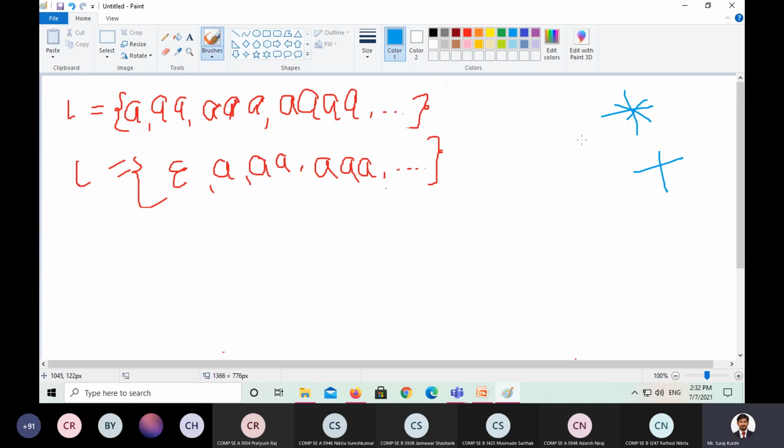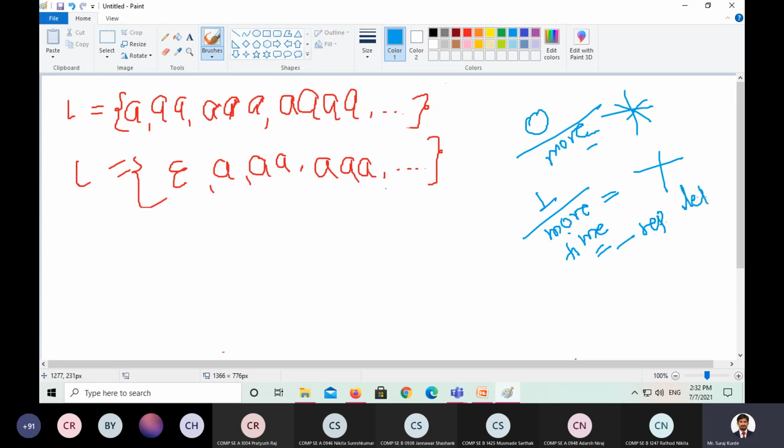What does this multiplication or star mean? Star means 0 or more times, and plus means 1 or more times. What is this 1 or more times? It is repetition of a letter. How many times can we repeat, or how many times can we use that letter from the alphabet? Here also it is the same: 0 or more times we can repeat the letter from the alphabet.